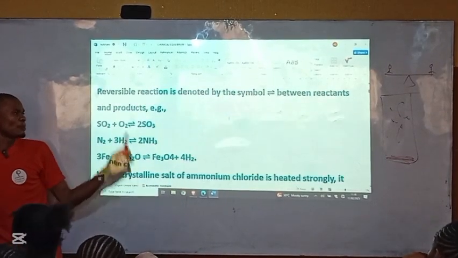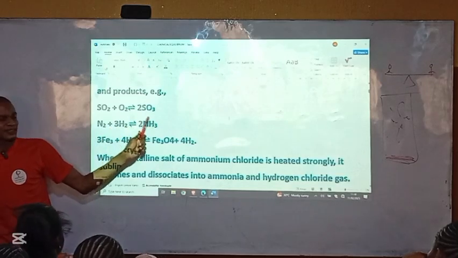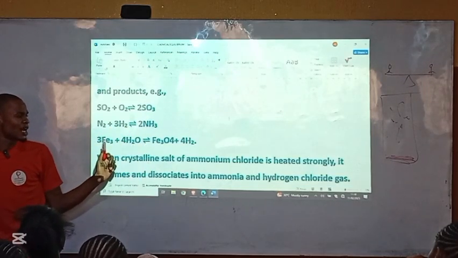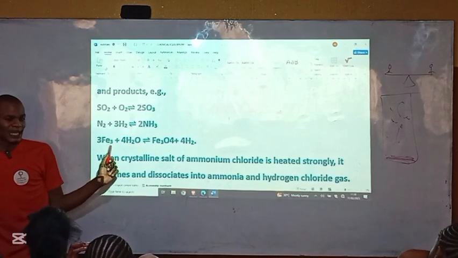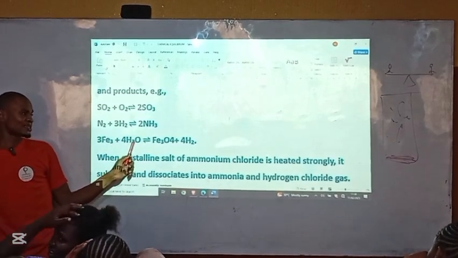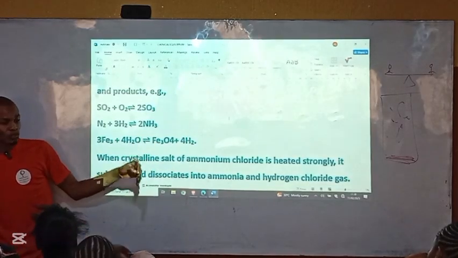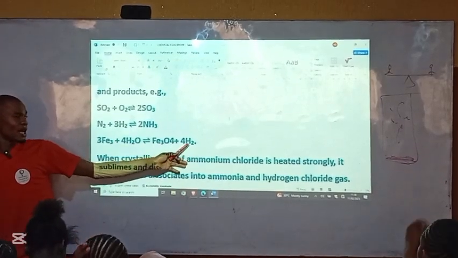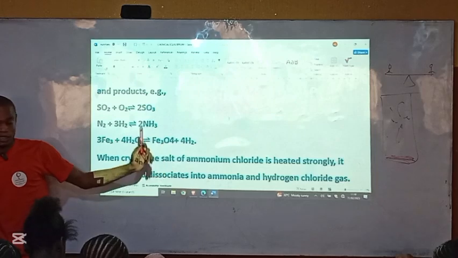Now, look at examples of reversible reactions. Sulfur dioxide plus oxygen to give sulfur trioxide. Nitrogen gas and hydrogen gas to give ammonia. Iron and what? Water. Heated iron and steam. This is steam, to give iron(II, III) oxide and hydrogen gas. This is not rusted iron. Please take note.